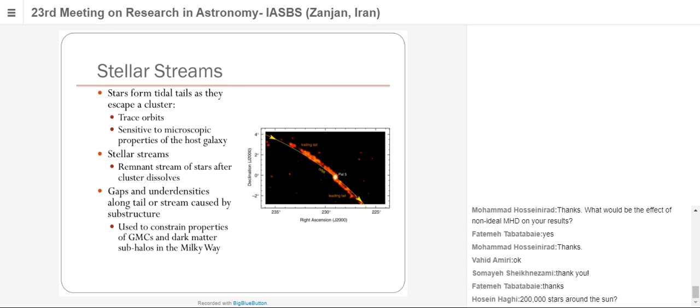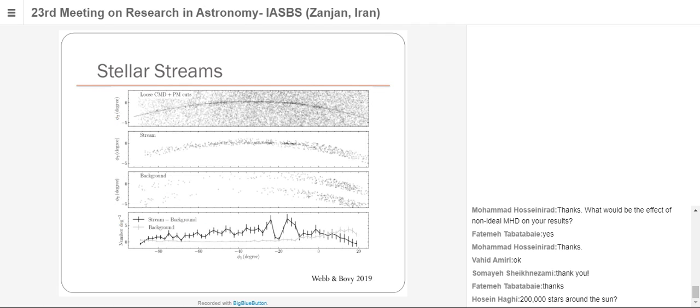So substructure of any kind can imprint as properties on the tail or the stream. For example, any gaps and underdensities along a tidal tail or a stream can be caused by substructure. And people have used this to constrain the properties of GMCs and dark matter subhalos in the Milky Way. The stream I showed earlier is the famous GD1 stream from Gaia DR2. In this particular case, it was cross-matched with Pan-STARRS, which had better photometry.